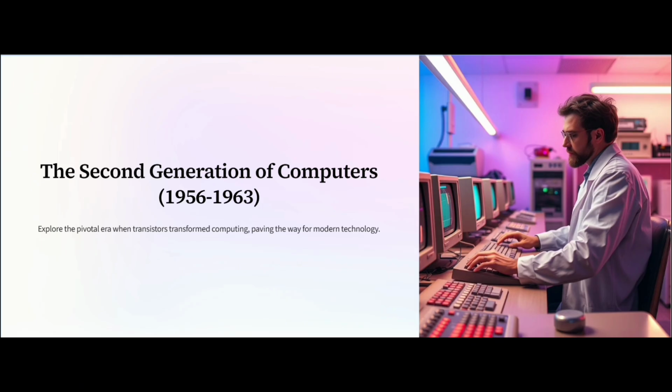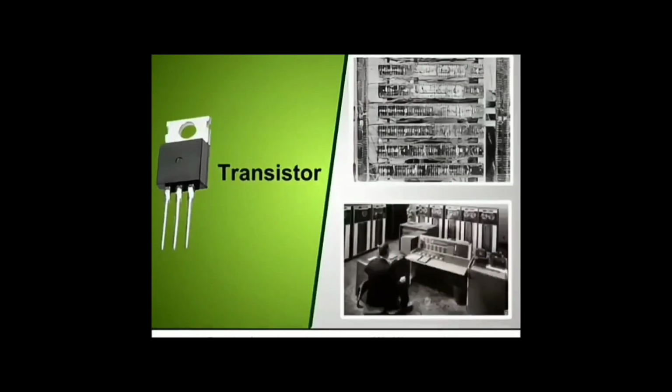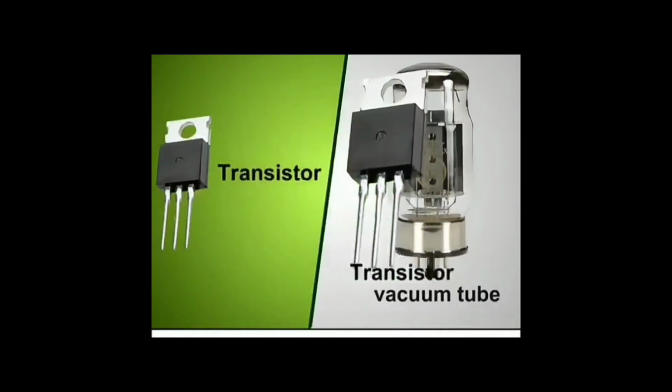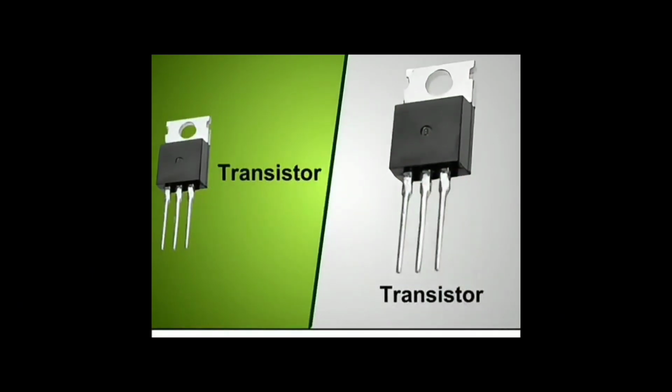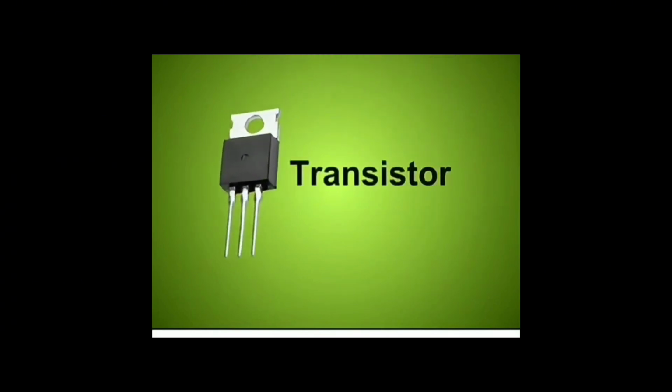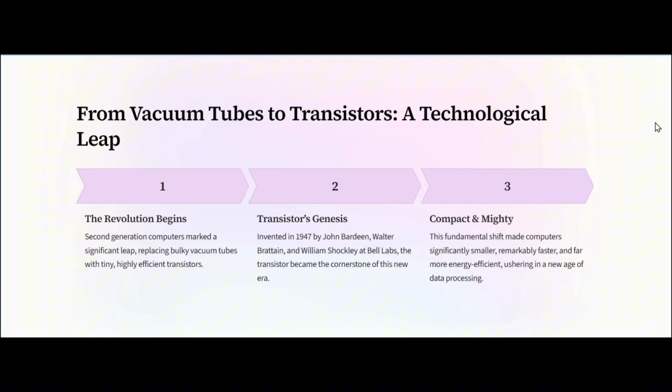Now we will talk about the second generation of computers, which lasted from 1956 to 1963. This period changed computers in a big way and helped shape modern technology. The biggest change was replacing large, hot vacuum tubes with small, powerful transistors. The transistor was invented in 1947 by John Bardeen. This made computers smaller, faster, and less power-hungry.